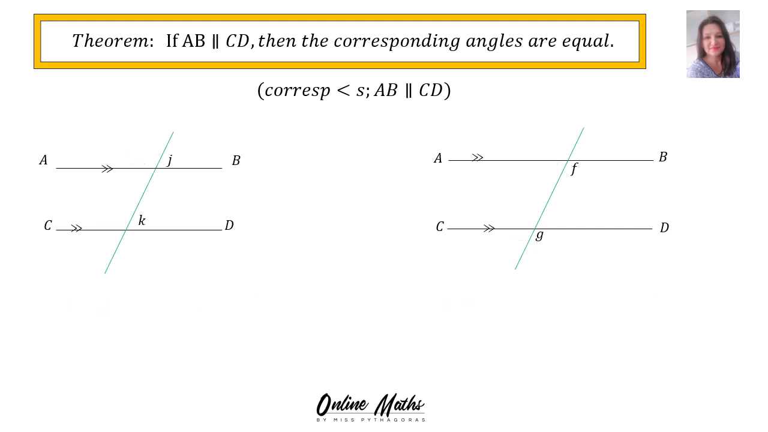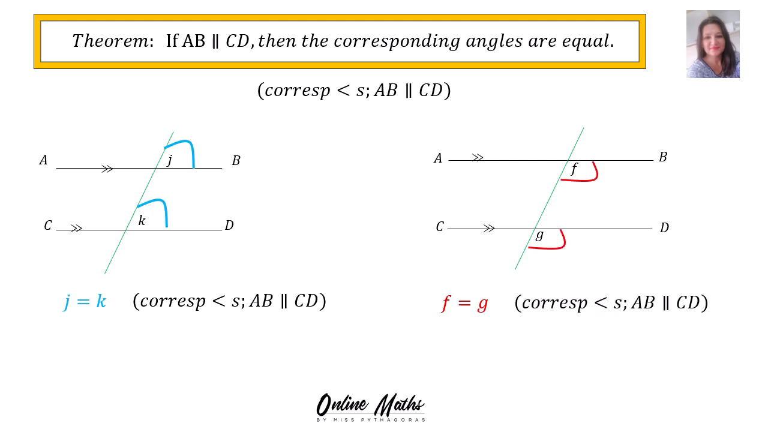This is still the theorem on corresponding angles are equal. I just want to show you that there's other corresponding angles on that sketch. On the left hand side, you will see that angle J is equal to angle K. Corresponding angles, AB parallel to CD. And on the right hand side, you also find that angle F is equal to angle G. And your reason, corresponding angles equal since AB is parallel to CD.